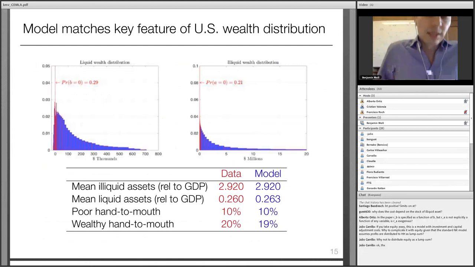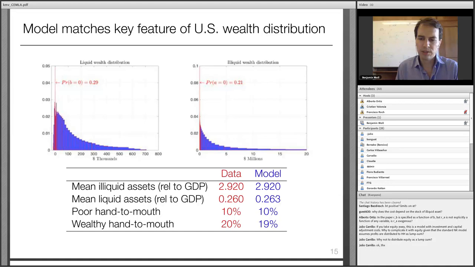So let's hope you can see this. This is one key slide which shows that the model basically matches key features of the U.S. wealth distribution. So let's forget about the graphs for a second and focus on the table at the bottom. This basically shows some key aspects of our calibration. On the left, the red column here is the data, and the blue is the model. Okay. As you can see, two of the moments we target are just the total amount of illiquid assets and the total amount of liquid assets relative to GDP.